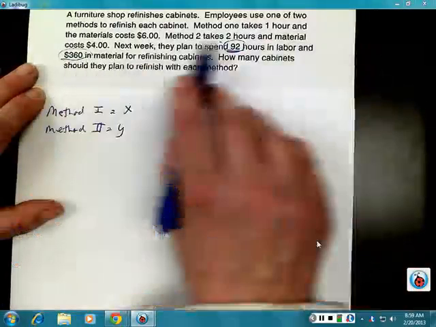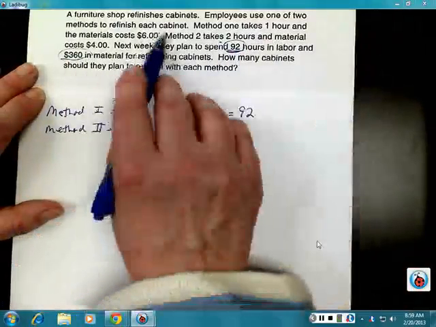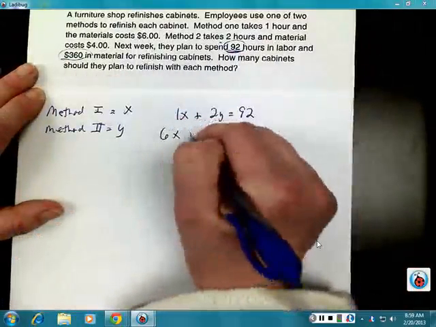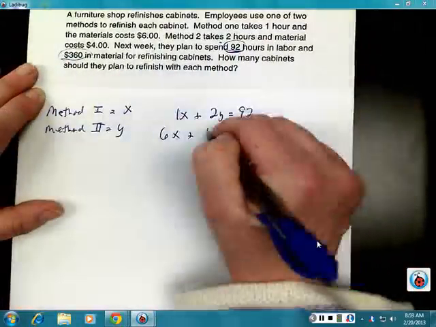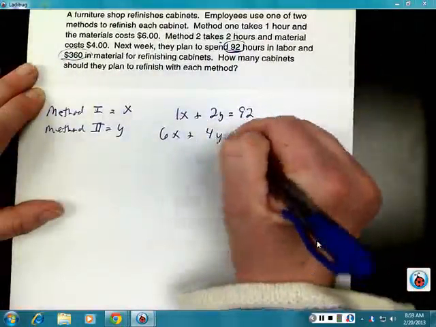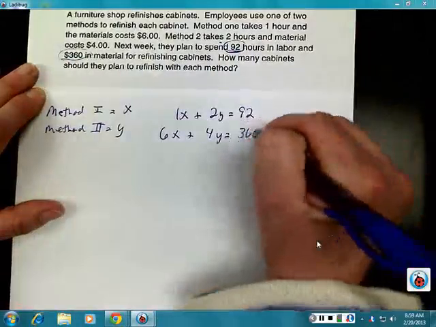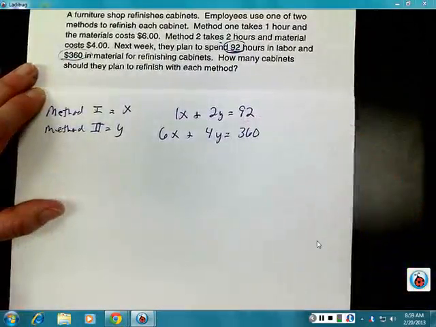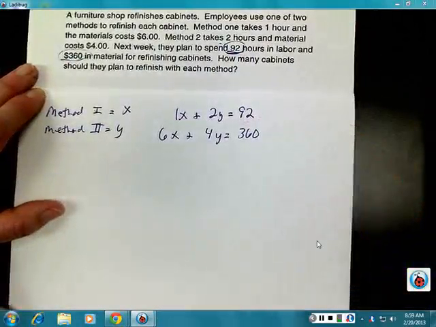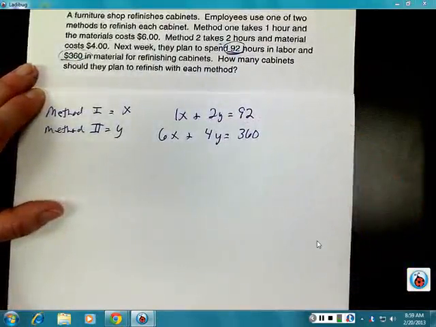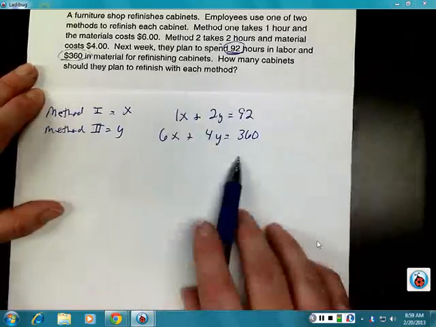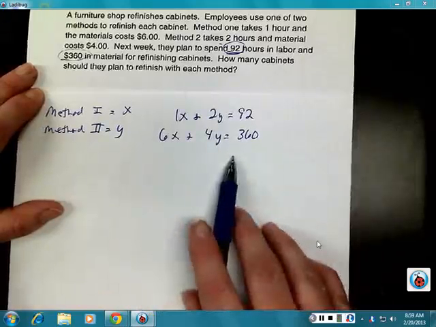Then if I go back to my cost, $6 for method 1 plus $4 for method 2 is going to equal $360, and so that becomes my two equations that I have with that. Okay, and you will run across one of these in your homework. So then you'd pick out a method to solve it. What method would you use?